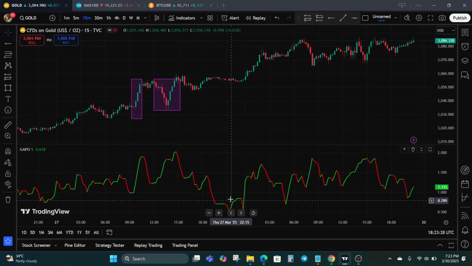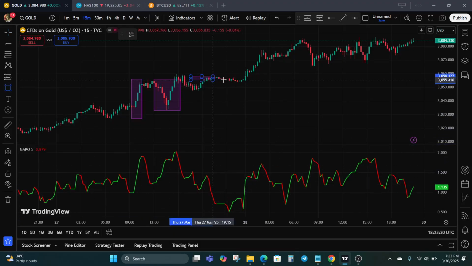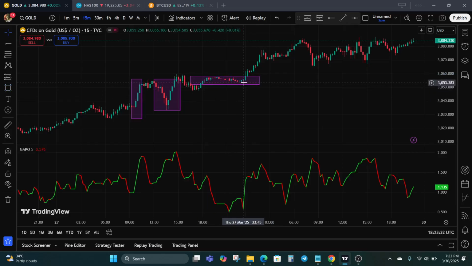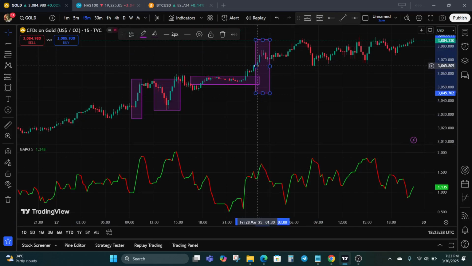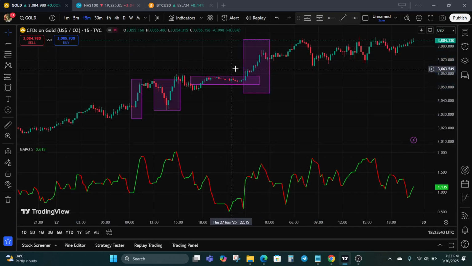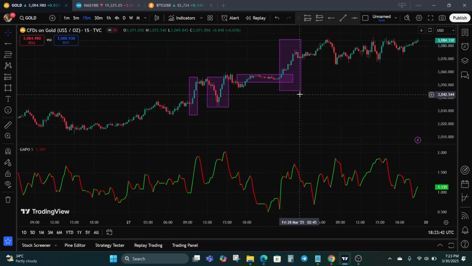And as the value decreases, it shows low volatility or possibly a consolidation phase. Then when it begins to increase again, it shows that there is an increase in volatility. So this is a volatility based indicator. As you can see, it's giving signals based on volatility, right?